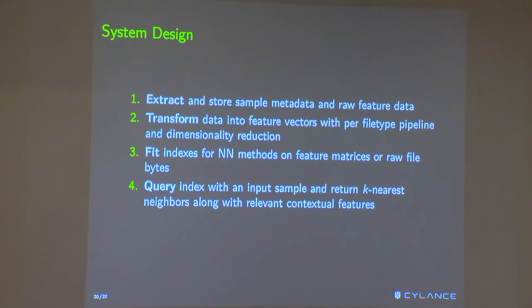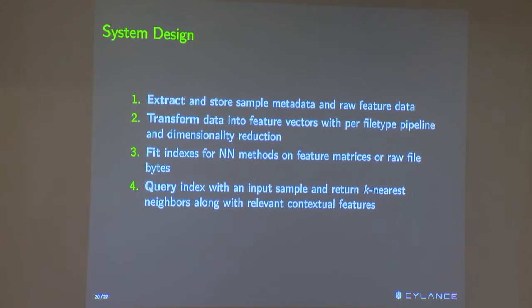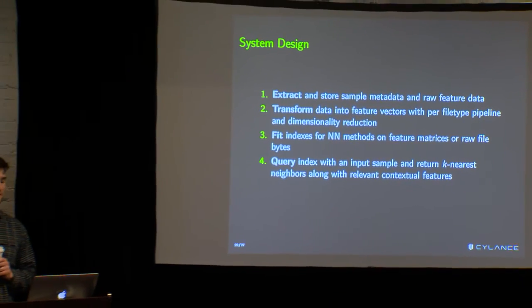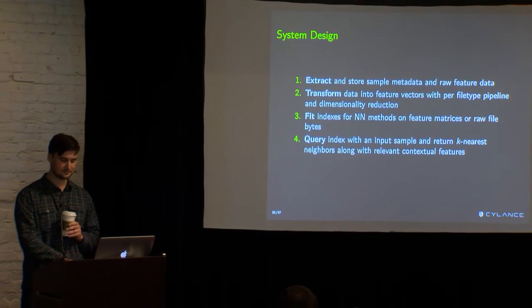Number three, we need to fit all of the methods. Each method has its own type of construction phase, or might have different requirements for actually building an index. And then finally, and most importantly, we need to have an interface to allow analysts to query the different indices and get back samples that are neighbors, and maybe also return some relevant contextual features as well.